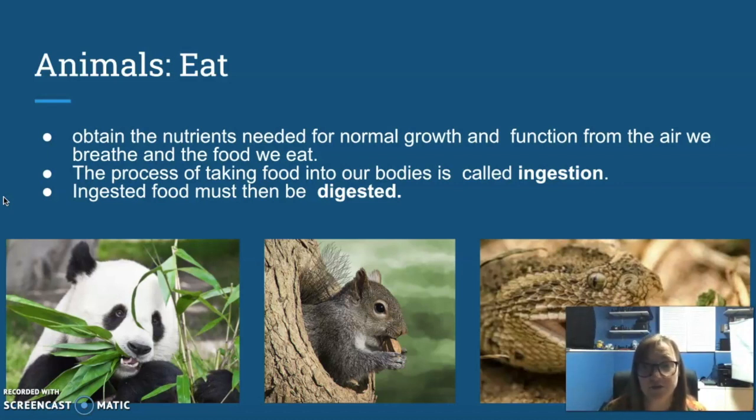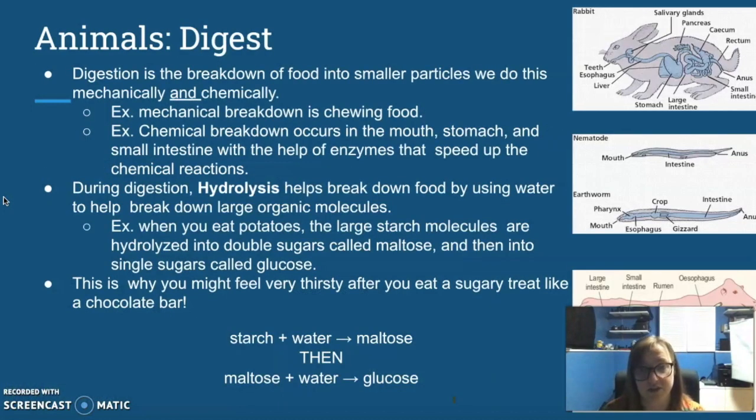So they obtain their nutrients for normal growth from the air we breathe and the food that we eat for all animals, and we take food into our bodies through ingestion, and then it goes next to our digestion. These pictures are not as cute because it's digestion and it's inside our stomachs. So digestion breaks things down into smaller particles. We also use hydrolysis in this case, where we have water to help us break down our food.